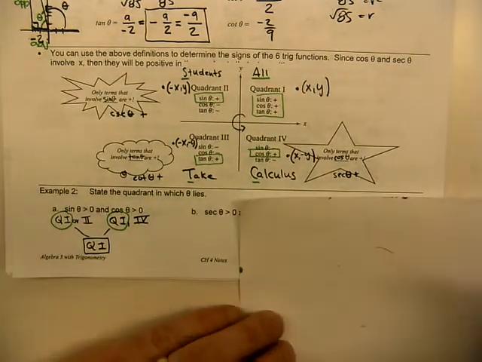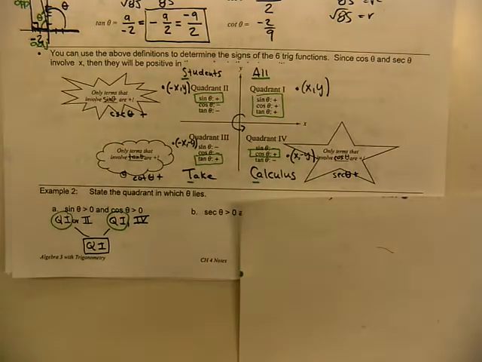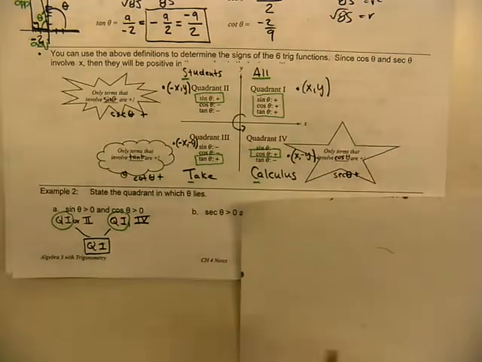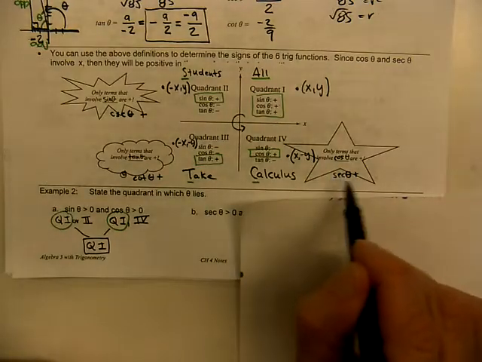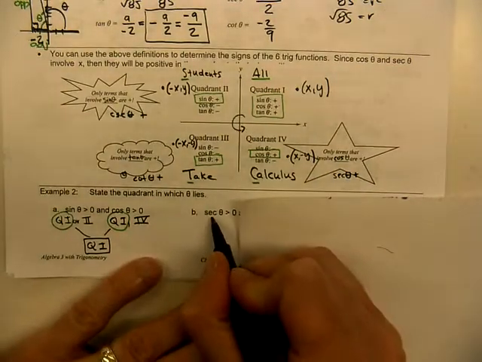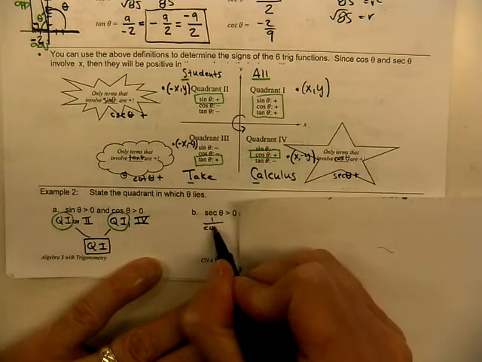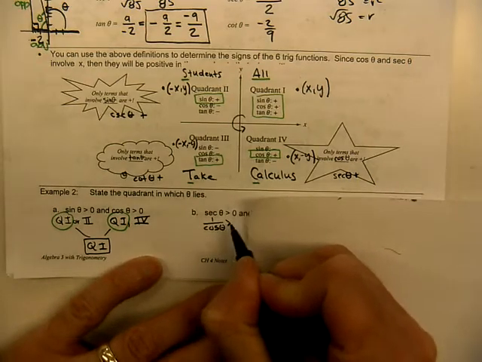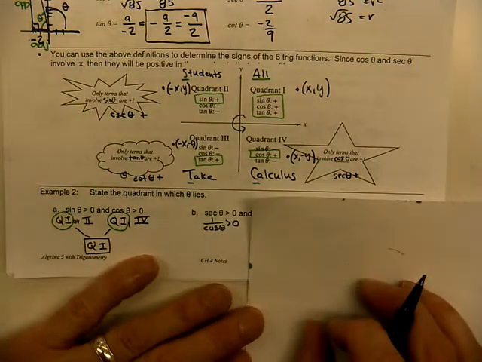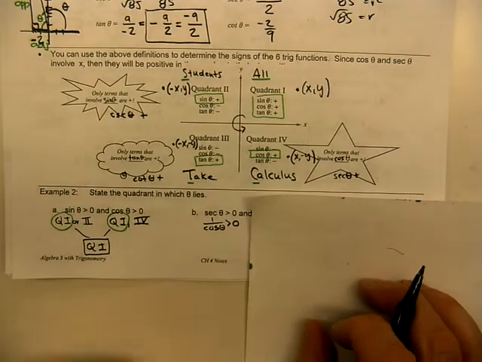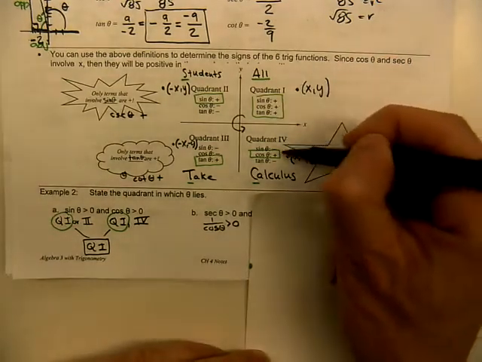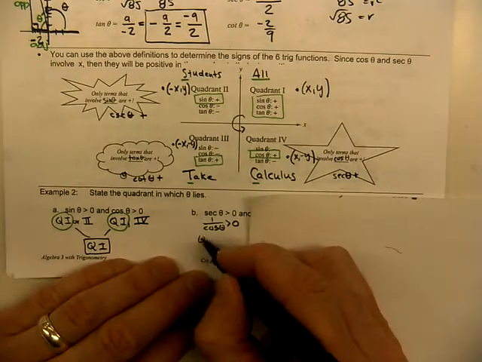All right, so where is secant greater than 0? Meaning where is secant positive? Well, I don't have secant on my list. Well, we do right here next to that bubble. But remember, that is 1 over cosine theta. So this fraction must be greater than 0. So we can think of cosine having to be positive. So where do we see that? We see that in quadrant 1 and quadrant 4.